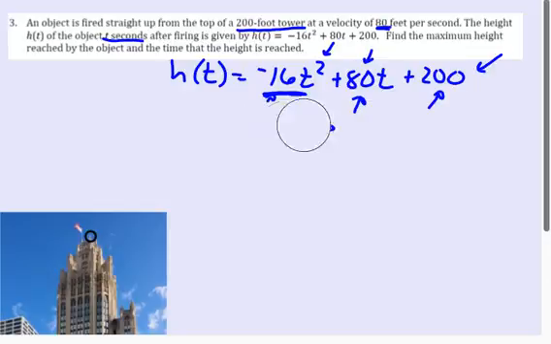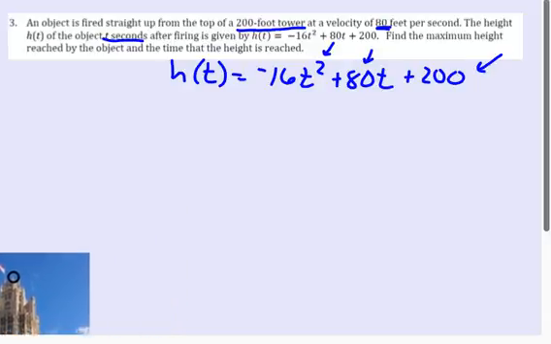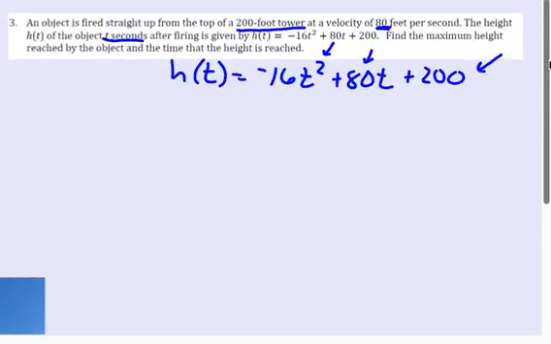Anytime you shoot something in the air or throw something in the air, the shape of it is a parabola. Here's our little tower. That's great. Let me get rid of that for right now. I'm going to draw us a little picture here.